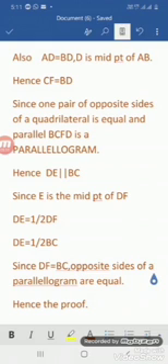Since E is the midpoint of DF, we know that DE equals half of DF. And DF is equal to BC, since the opposite sides of a parallelogram are equal, as you know. So we can replace DF by BC. So DE equals half BC. Thus we have proved that DE is parallel to BC and DE equals half of BC. And hence the proof. Thank you.